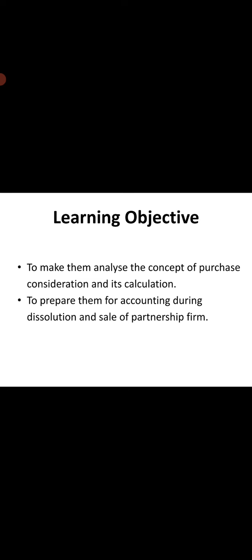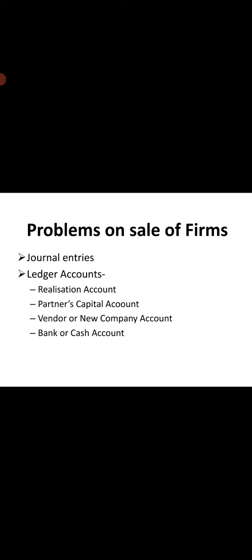Recap of previous class: need for sale and formation of a new company, calculation of purchase consideration, and the concept of piecemeal distribution. Learning objectives: to make the students analyze the concept of purchase consideration and its calculation, to prepare the students for accounting during dissolution and sale of partnership firm. Learning outcomes: students are able to analyze the concepts related to dissolution of partnership firm, and are able to prepare accounts on sale of firm.